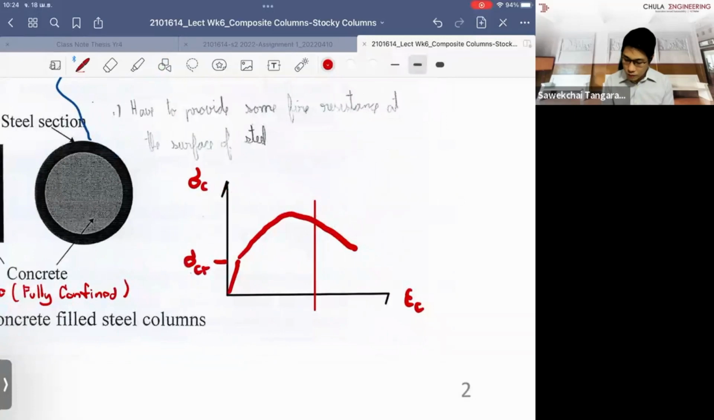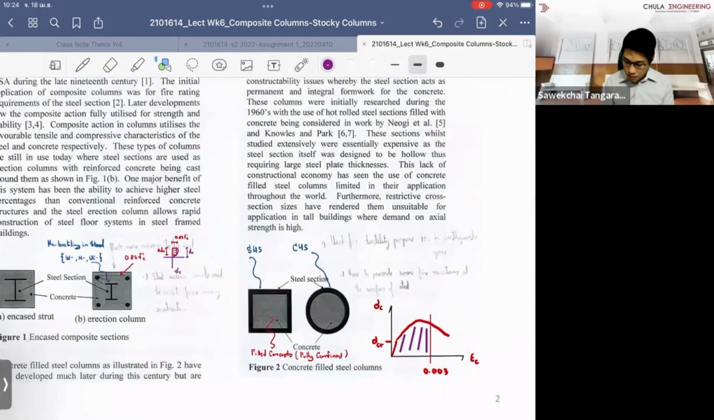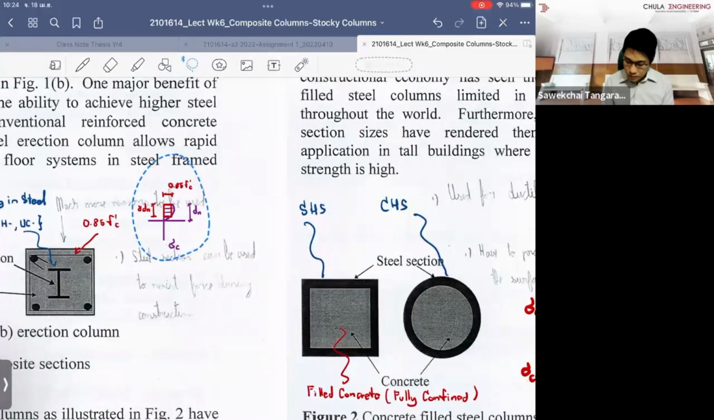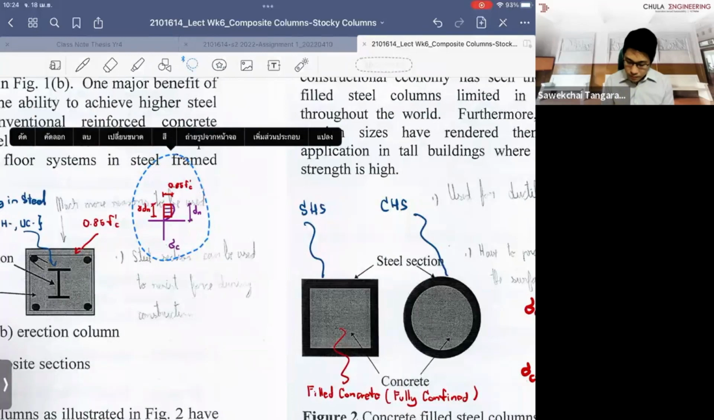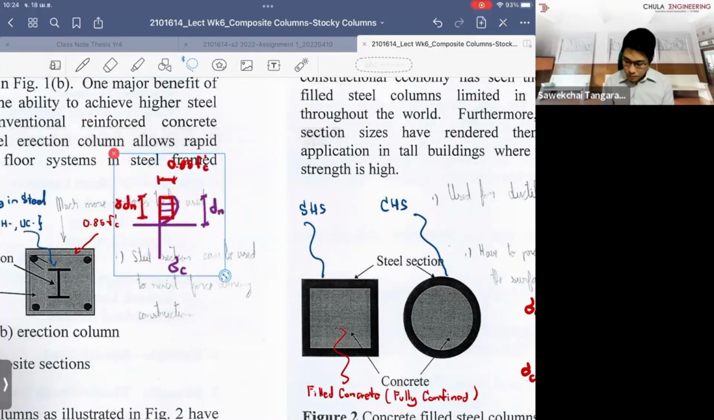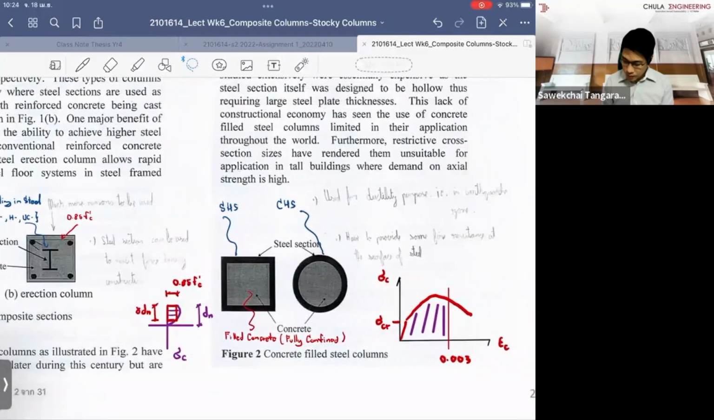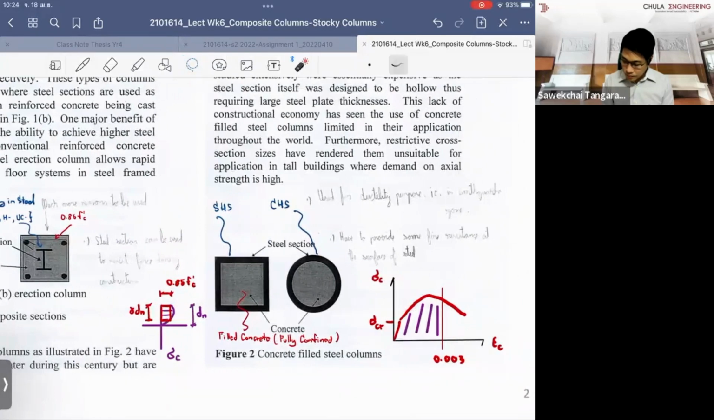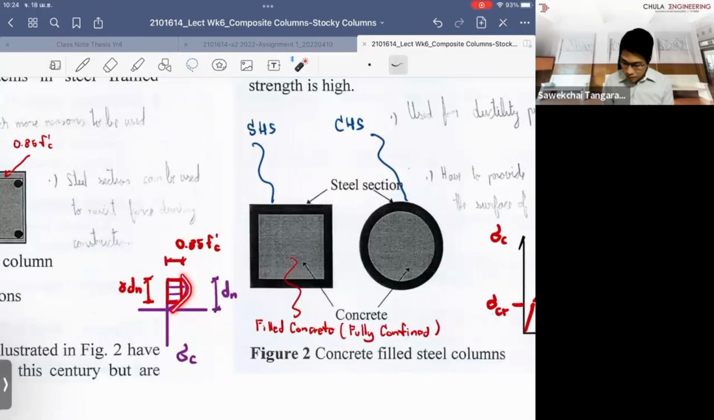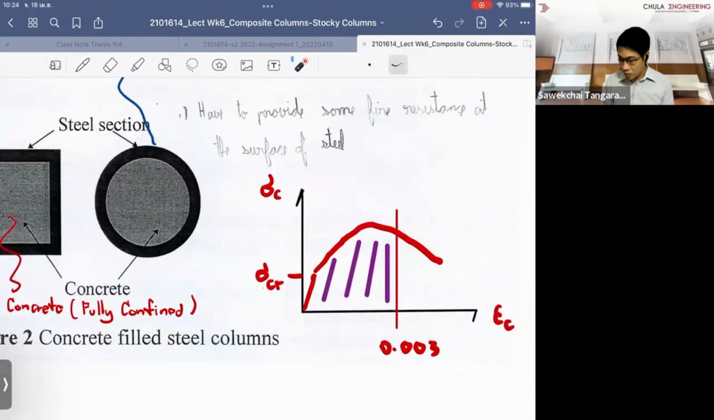up to the value of 0.003, and we use the areas underneath these diagrams in our calculation, right? Let me enlarge these diagrams here. Okay, so these diagrams, it is the area which is the purple line here. So we stop at the strain equal to 0.003. So that's why you're having these diagrams.